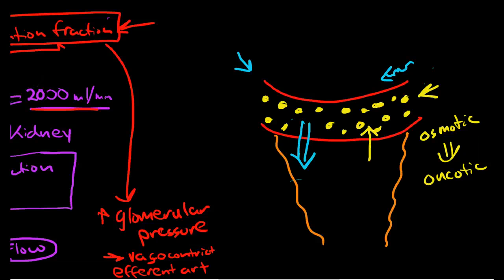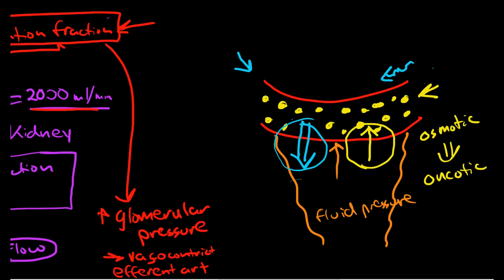So obviously, changing the filtration fraction is really going to be dependent on both these factors, the oncotic pressure pulling things back in and the hydrostatic pressure pushing things out. Now, there is also some hydrostatic pressure pushing things back in, because there is some fluid pressure within Bowman's capsule, but it's relatively constant usually. It's around 30 millimeters of mercury, whereas the hydrostatic pressure coming from the glomerulus is around 60 millimeters of mercury.